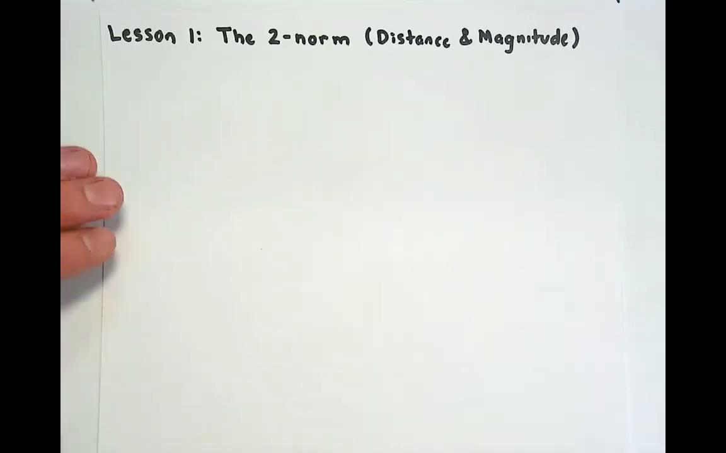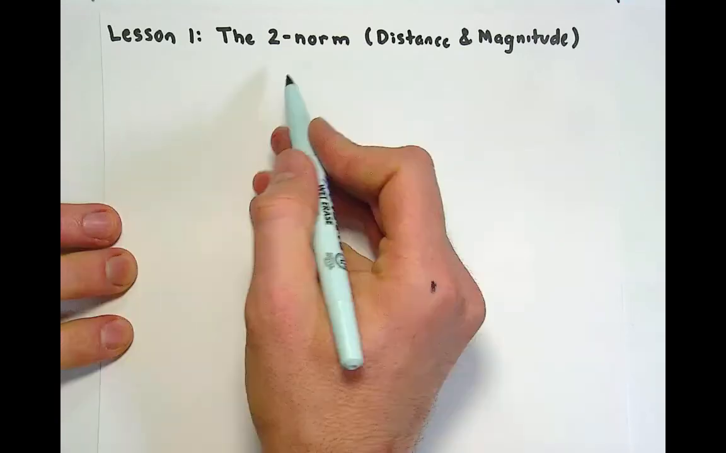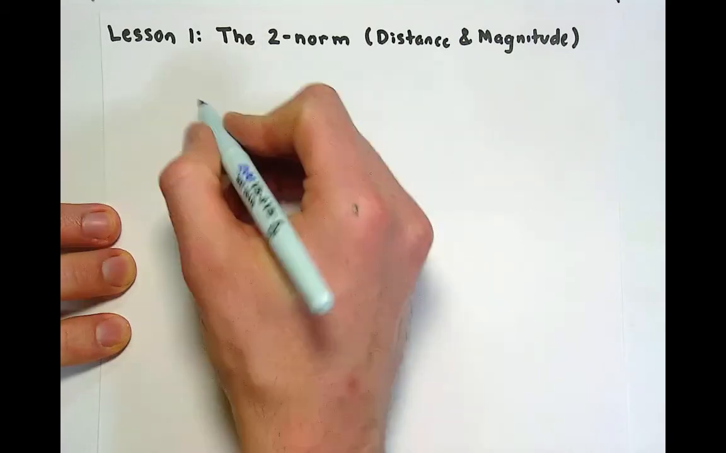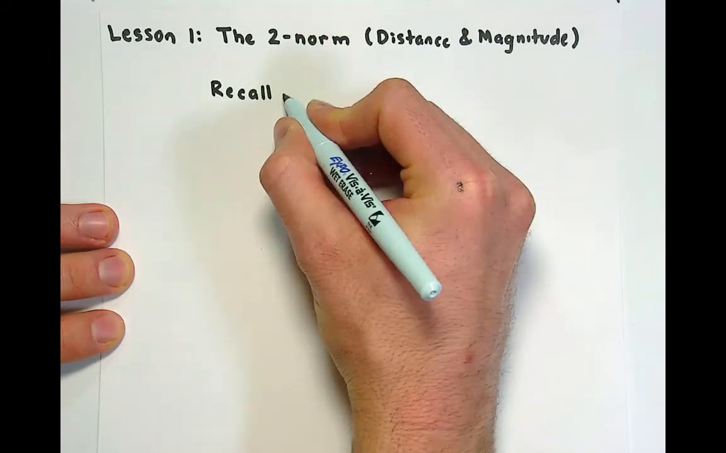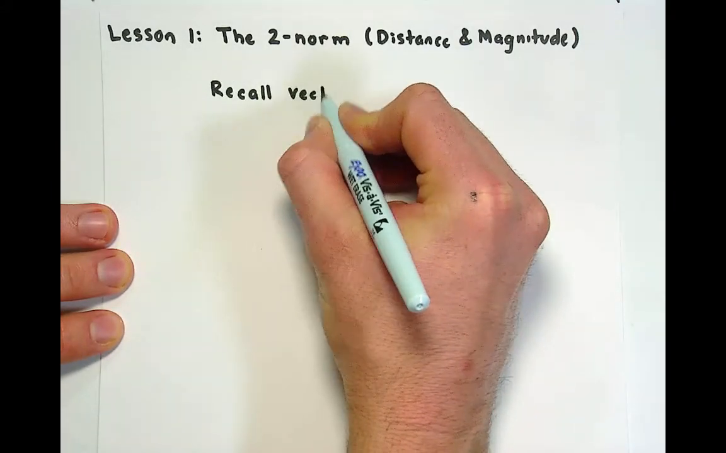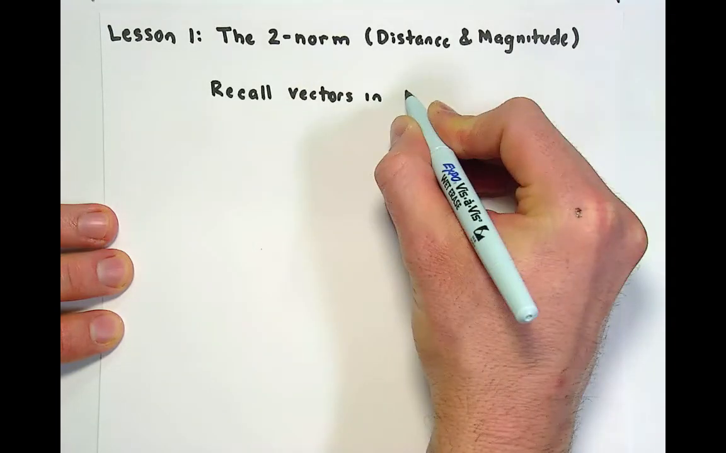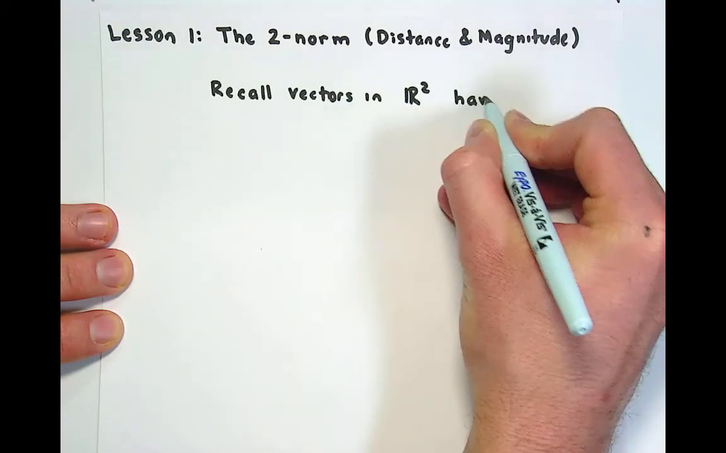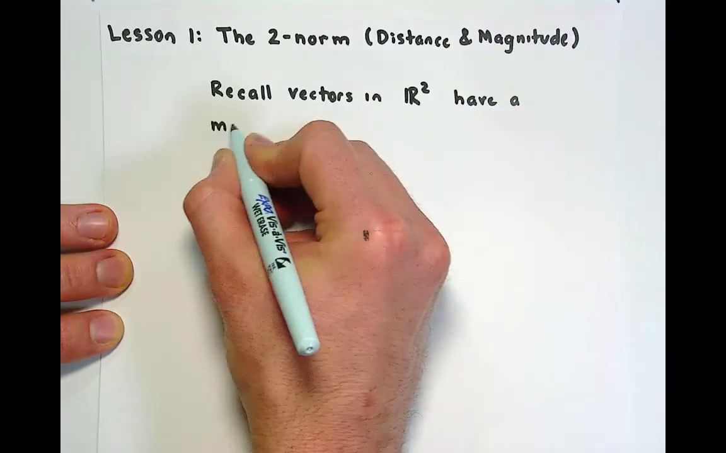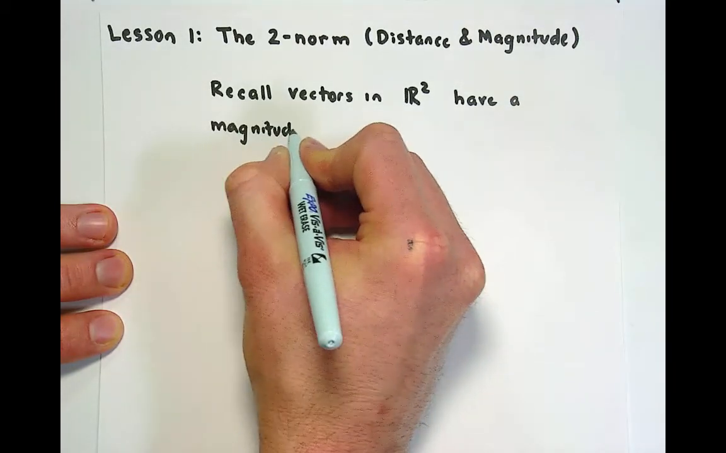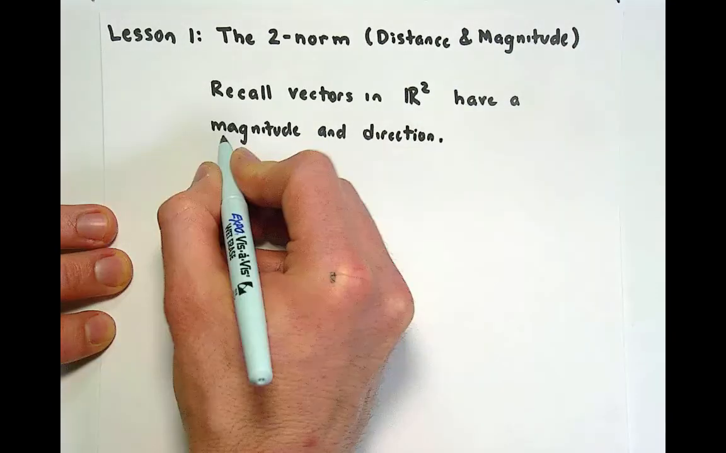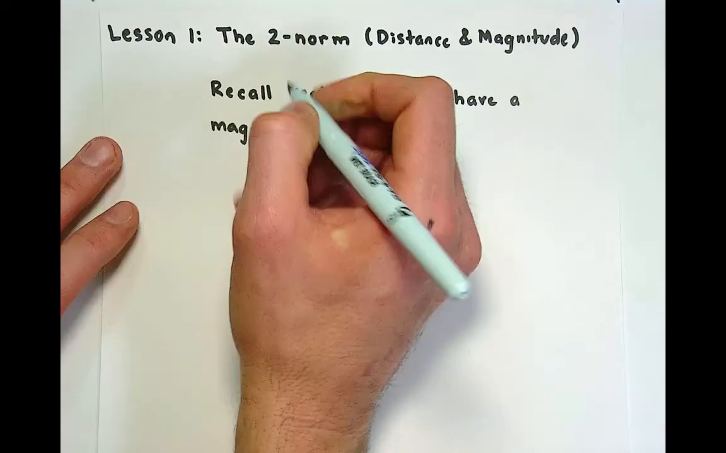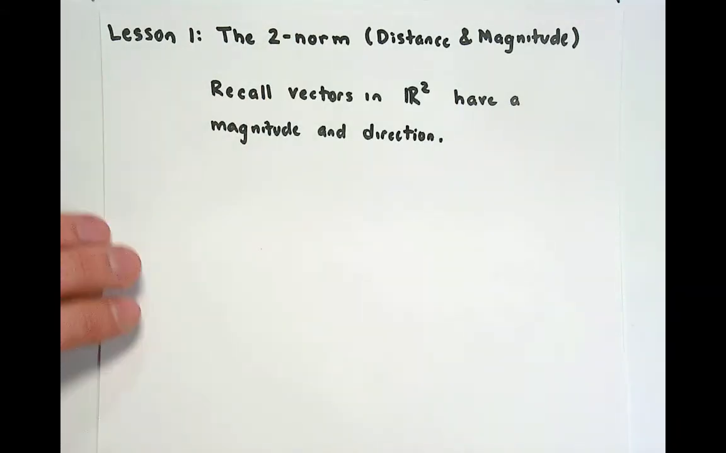Welcome back. In this video, we're going to talk about our first operation on vectors in R2, which is going to be called the 2 norm. Recall, all vectors in R2 have a magnitude and direction. We're going to look at how to measure magnitude using something called the 2 norm. It's a very, very special measurement with regards to magnitude.